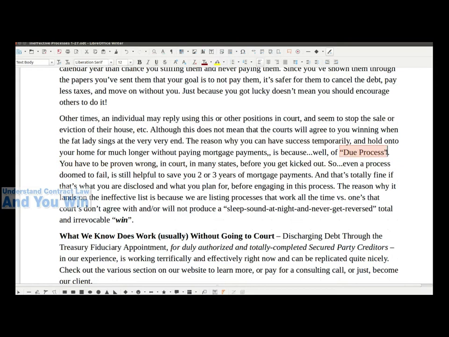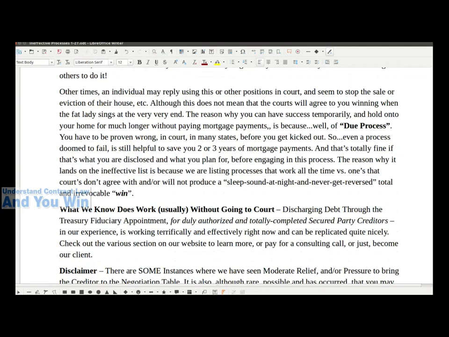It's like if you get arrested and you bail out of jail, and 6 months have gone by, 12 months, 18 months, 2 years, 3 years have gone by, and you're not sent to prison yet and you're not convicted yet. It's just due process. What's due process?